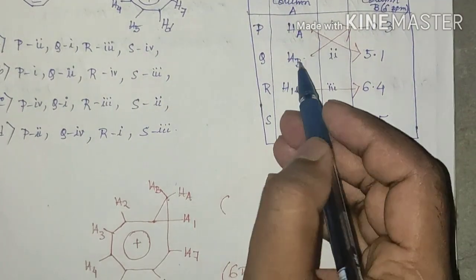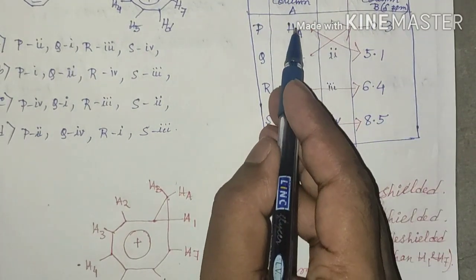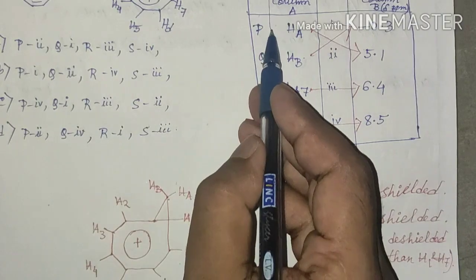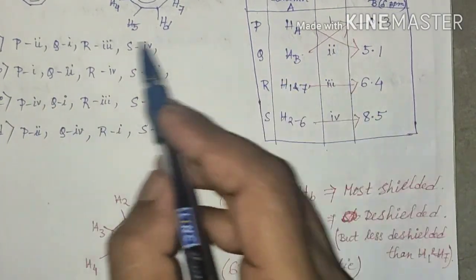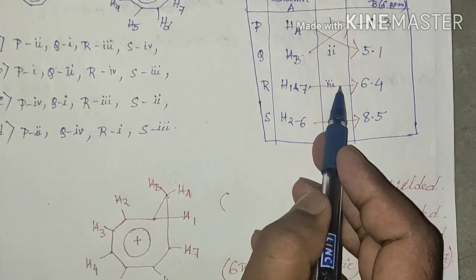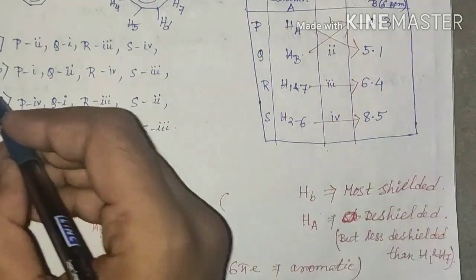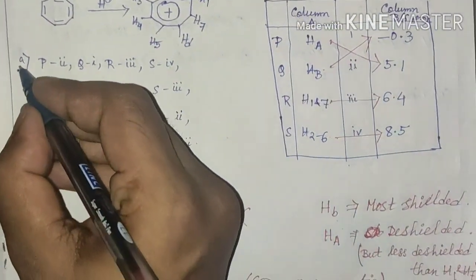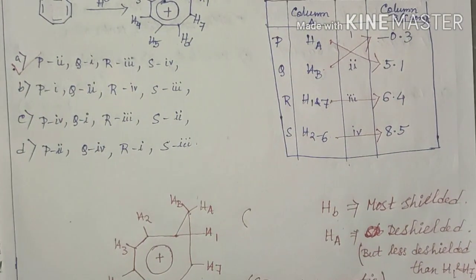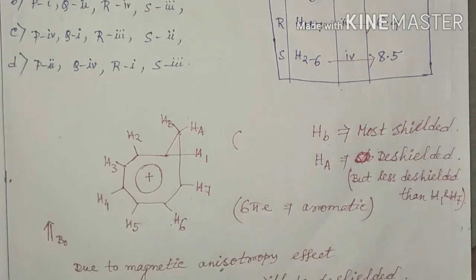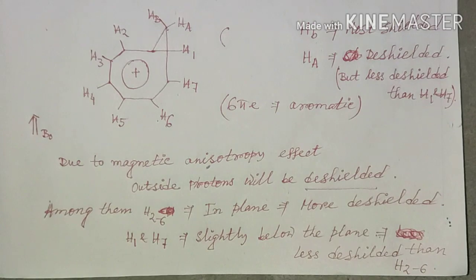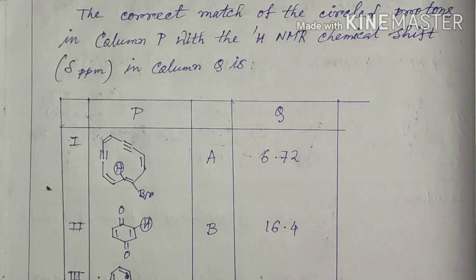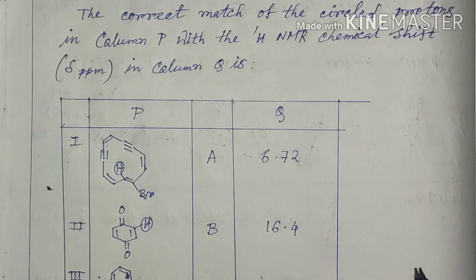So the answer is: Ha is P for 2, Q for 1, R for 3 and S for 4. Option number A is the correct answer. You can take a screenshot of this page to understand better. This question was also asked for 4 marks on magnetic anisotropic effect.